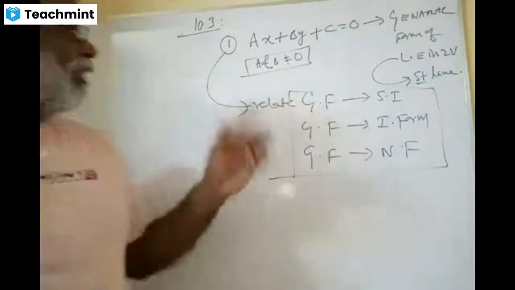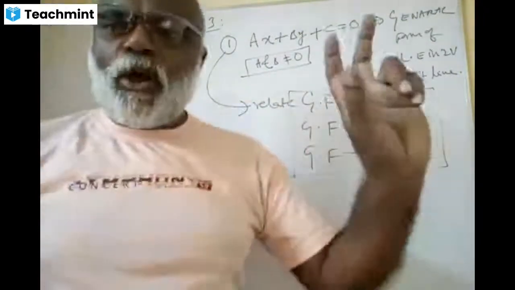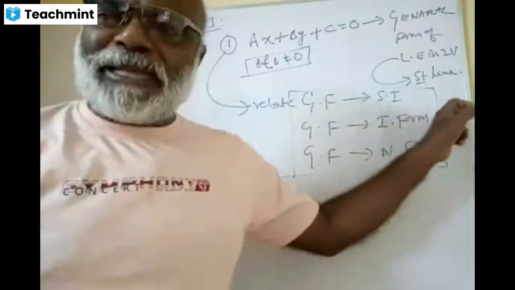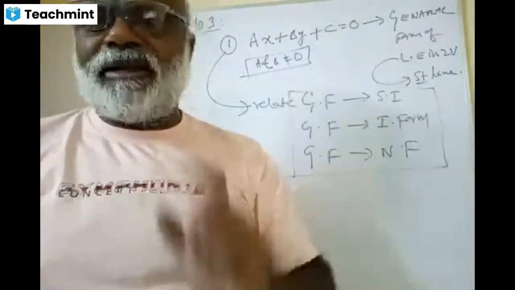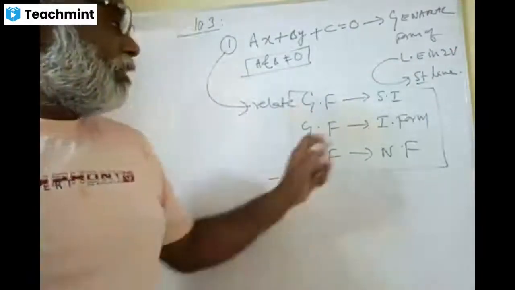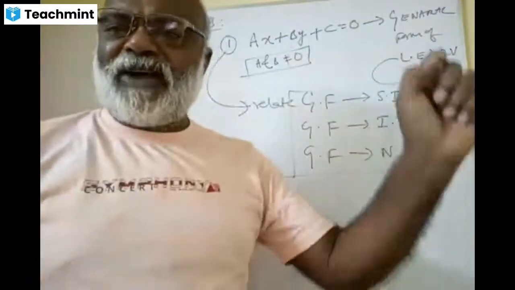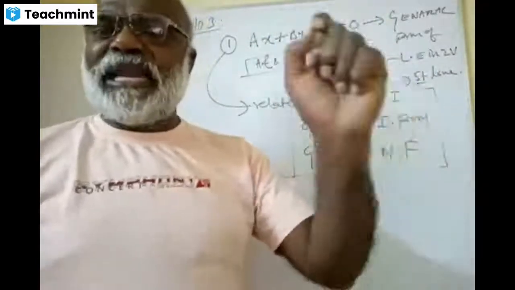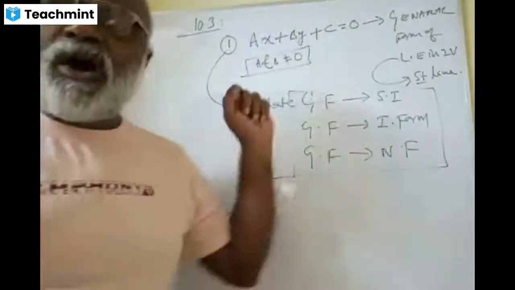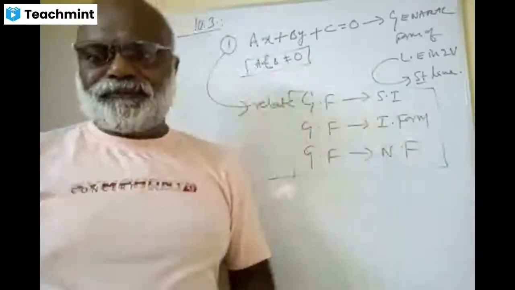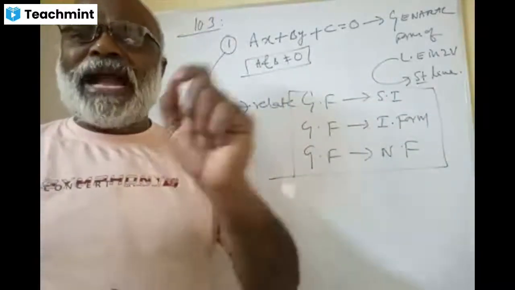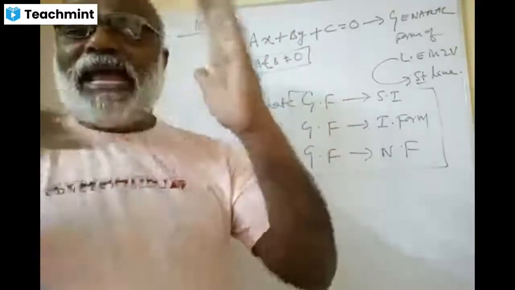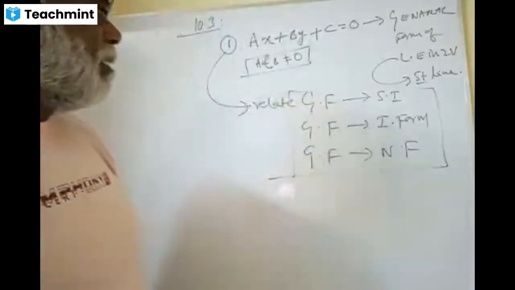Okay, one line, if you give slope intercept, you know y equal to mx plus c. x by a plus y by b equal to 1 is the intercept form. The normal form is x cos alpha plus y sin alpha equal to p, where p stands for the length of the normal from the origin to the line, and alpha is the angle between the normal and the x-axis. Yes or no? So this is the normal form.